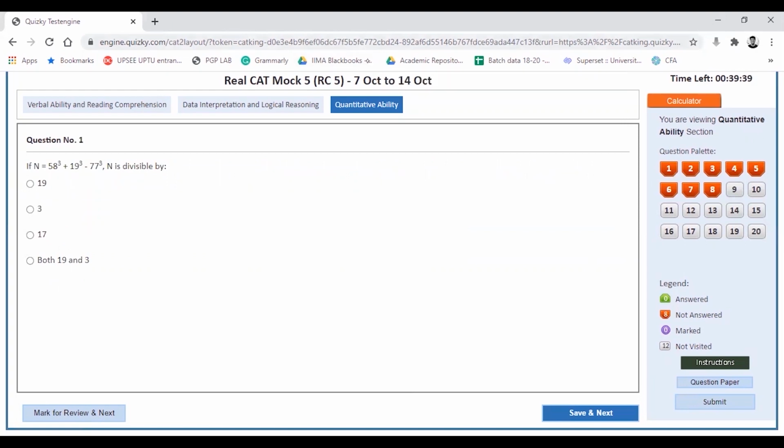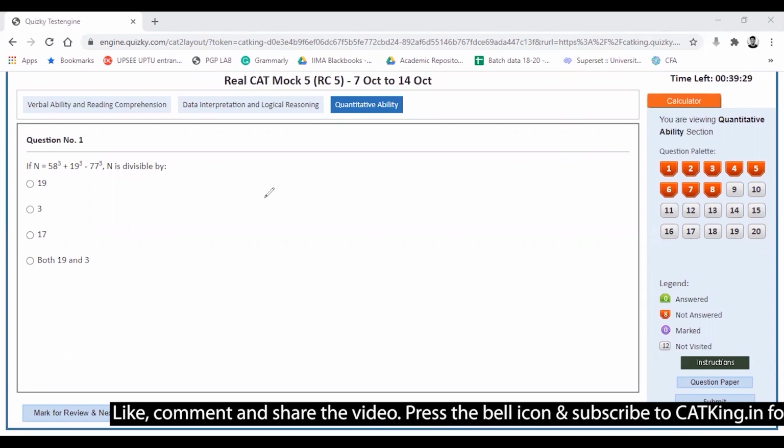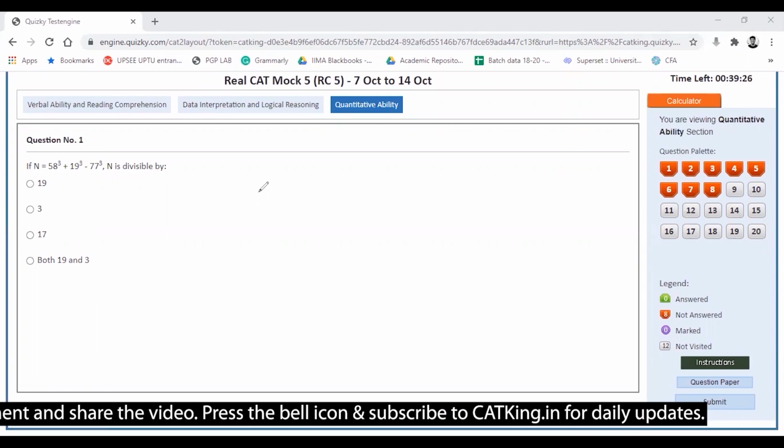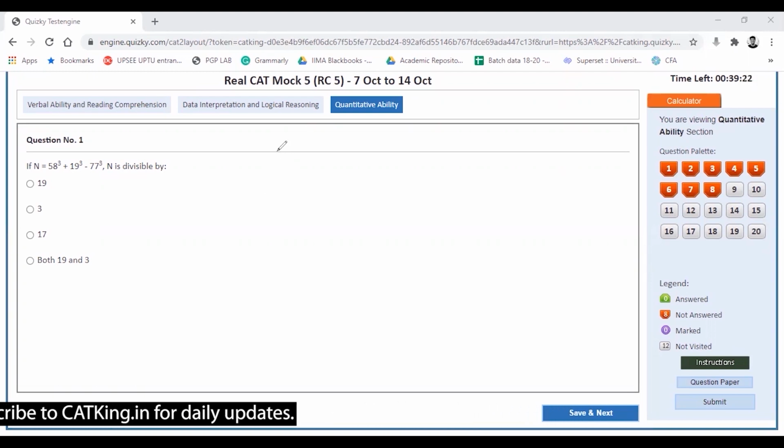Now this is a question wherein I'm required to find whether the number is divisible by these or not. So 19, 3, 17 and both 19 and 3. I'll just try to check 3 and 19. If that's the answer, then D would be the answer. So I'll write it as 58.